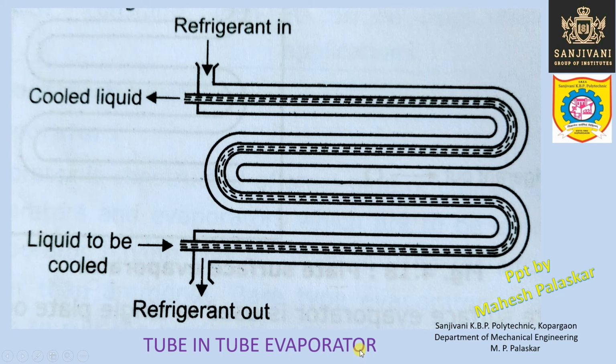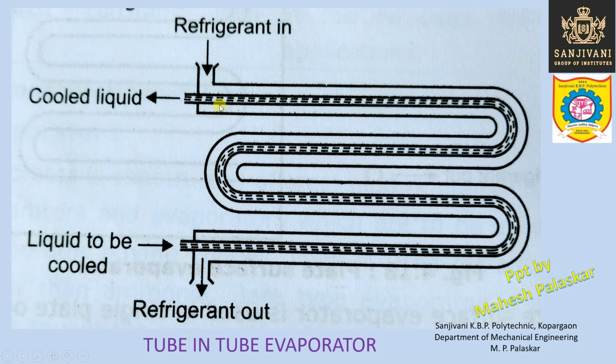So you can see two tubes. One is the larger tube having a larger diameter, another is the smaller diameter tube. So the smaller diameter tube is present inside the larger diameter tube. So here you can see this is the smaller diameter tube and it lies inside this particular larger diameter tube or coil. Okay, so it is called the tube in tube type evaporator, right?